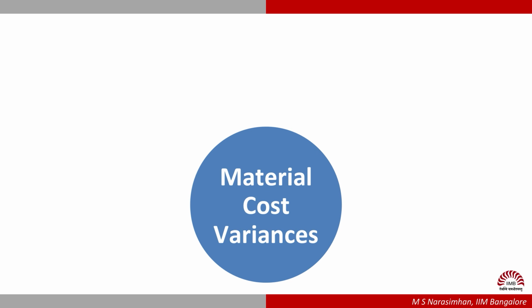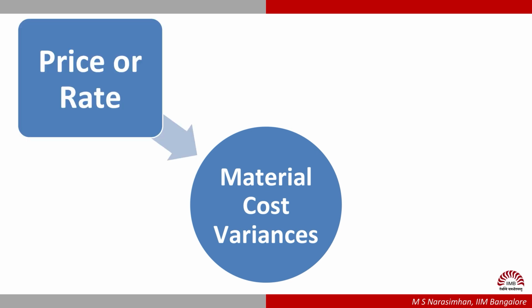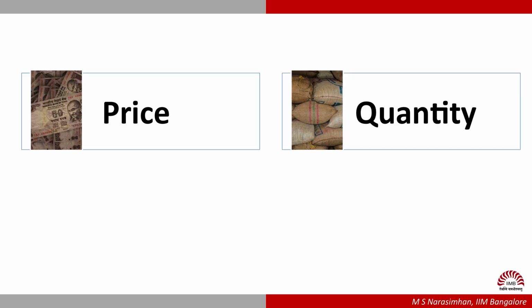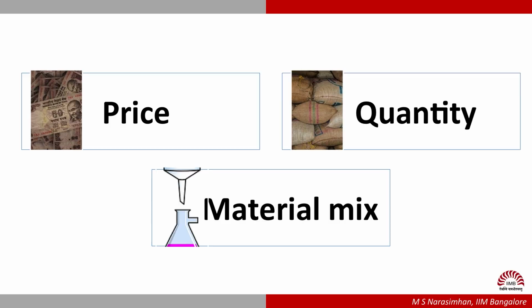Earlier we discussed material cost difference arises due to differences in price or rate and differences in efficiency factor. When a group of materials is used as a mix, the difference in the material cost arises due to price, quantity of material used and also material mix.